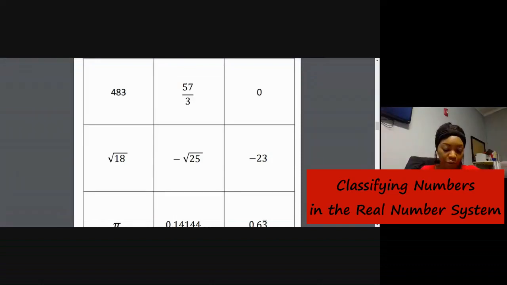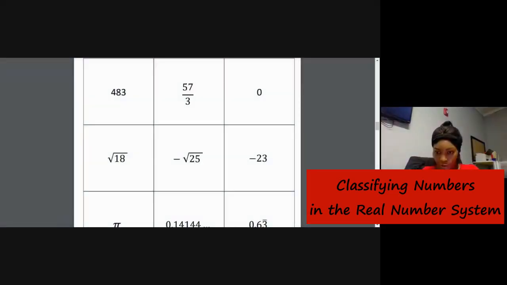Before you tell me your answers, see if you can simplify that. Does negative square root of 25 equal something nicer? If so, then classify it based on that number. Negative square root of 25. Tell me all the classifications it could be.